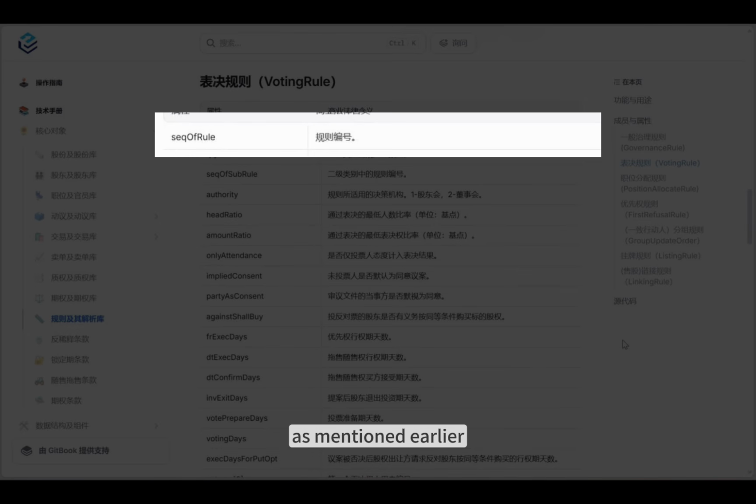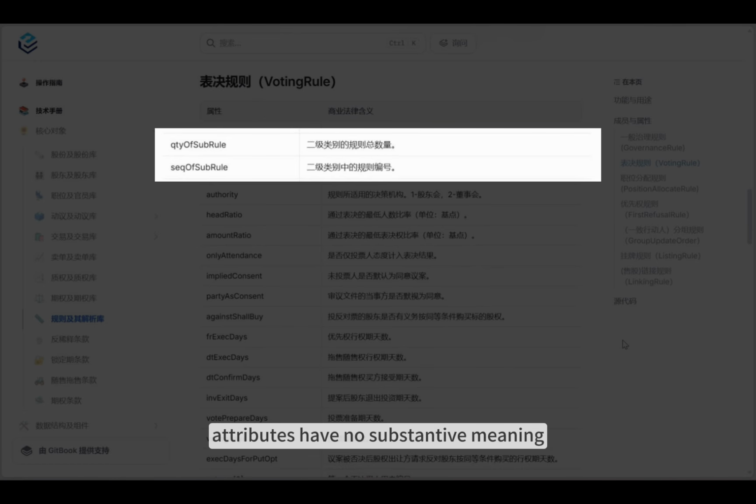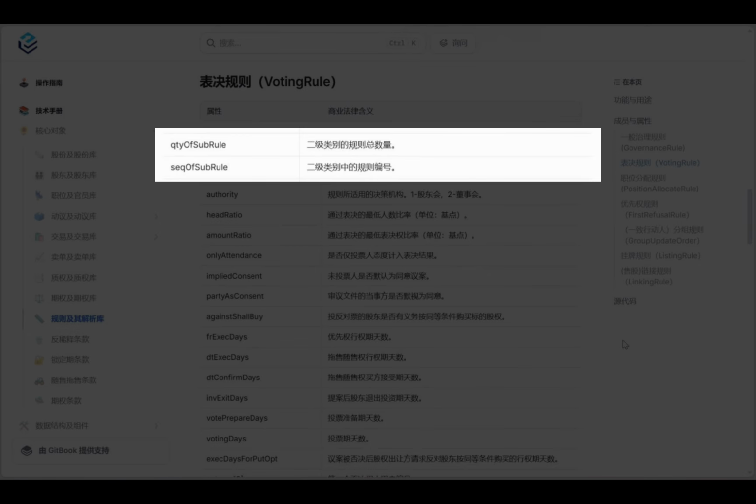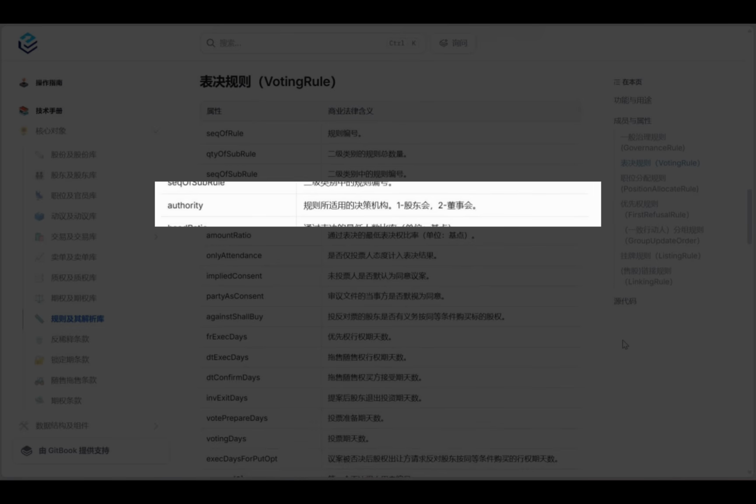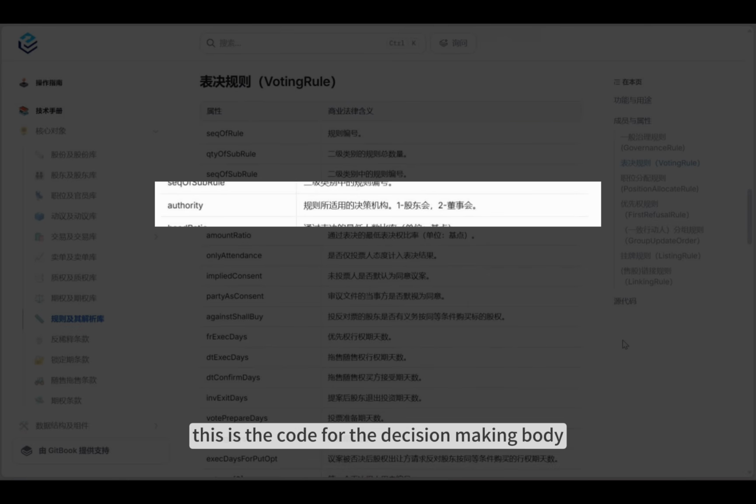As mentioned earlier, rule numbers 1 through 255 are reserved for voting rules, occupying 1 byte, which is 2 to the 8th power, allowing flexible numbering. The system has pre-reserved numbers 1 through 12 for different matters. The second and third attributes have no substantive meaning for voting rules, so we won't go into them. Next attribute, authority. This is the code for the decision-making body to which the voting rule applies. There are 2 types. Code 1 represents the general meeting of shareholders. Code 2 represents the board of directors.